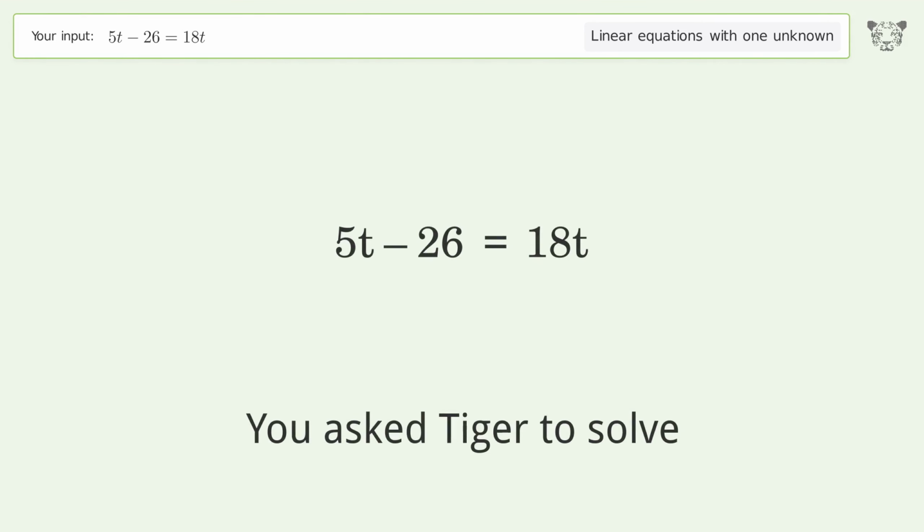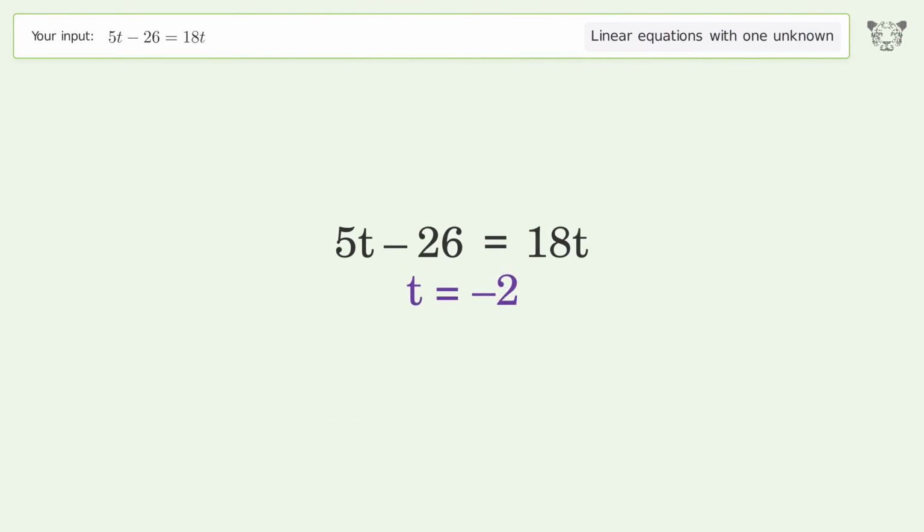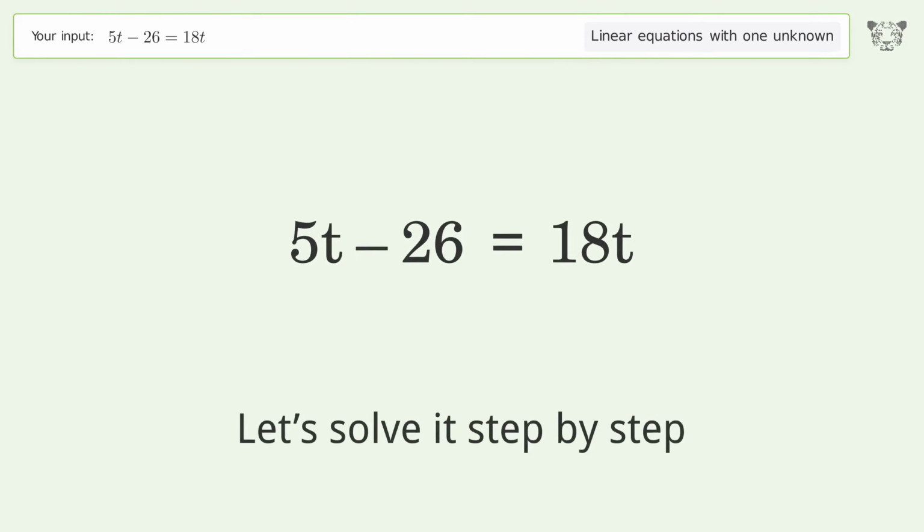You ask Tiger to solve. This deals with linear equations with one unknown. The final result is t equals -2. Let's solve it step by step.